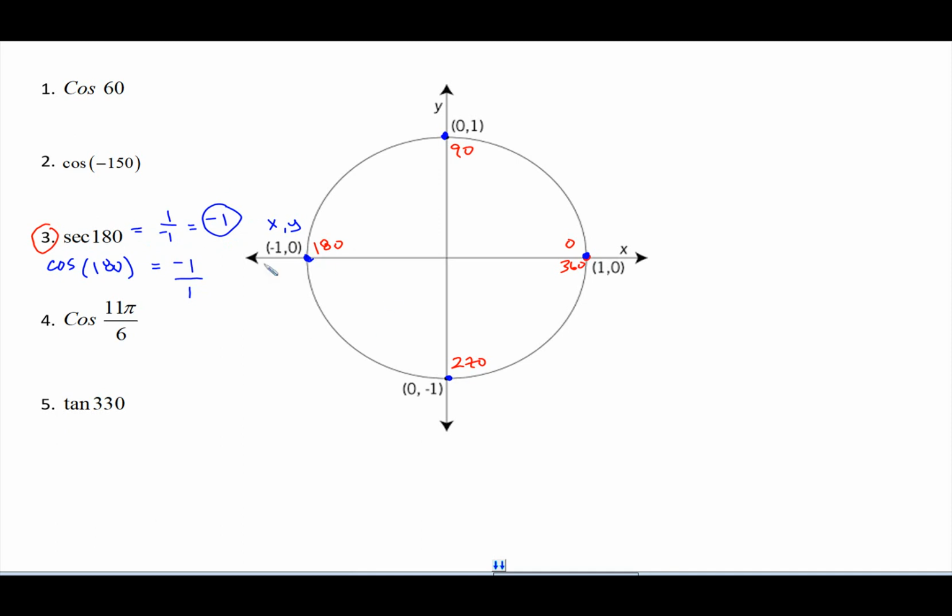Now let me give you another example. Let's say we need to find tangent 270. Tangent 270 is right here. Tangent is, by definition, y over x. Remember we established this earlier? So what's the y value at 270? The y value is negative 1. What's the x value? The x value is 0. Can we divide by 0 in math? No. So we know that tangent 270 is undefined.